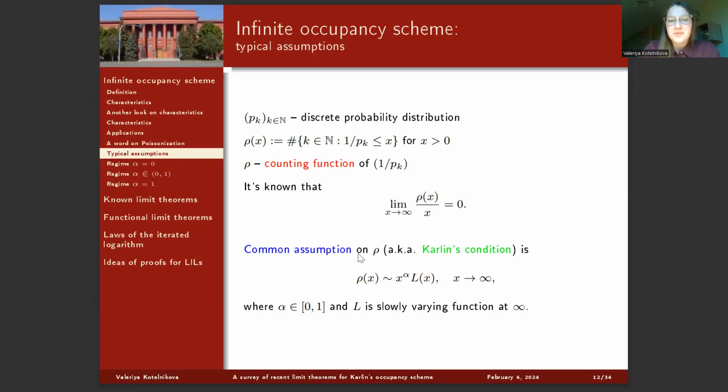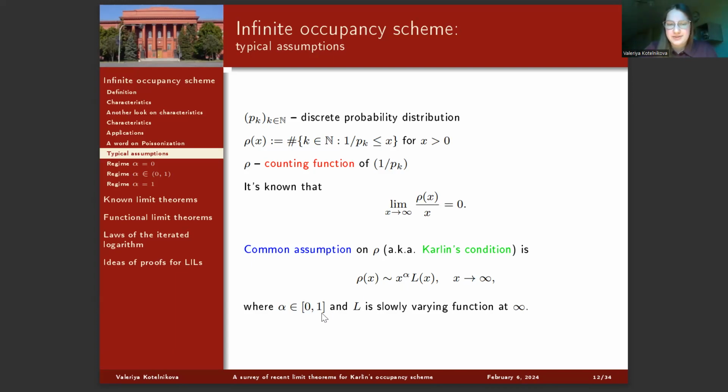So the common assumption on the discrete probability distribution is stated in terms of the counting function, and it looks as follows. We assume that the counting function is regularly varying of index alpha. It means that it is asymptotically equivalent at infinity to x to the power alpha times some function f, slowly varying at infinity. Now, what can be the value of alpha?